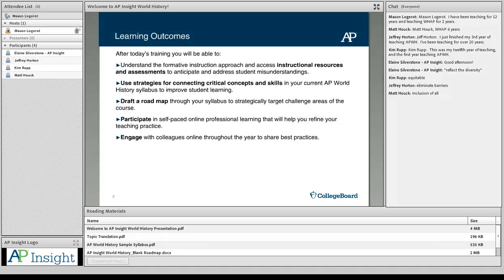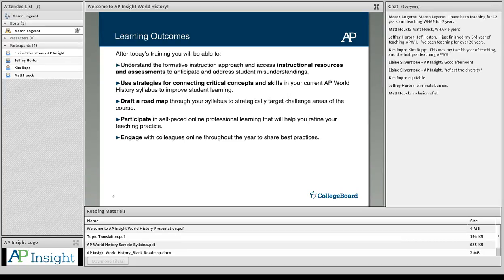Also, if you look at our learning outcomes today and what you're going to be able to do by the time we are done, the first one is an important one, understanding the formative instruction approach. I want to stress that, and I'll bring this up a couple times today, that AP Insight is a formative tool. It is not a summative tool. This is a formative tool to help you and help your students.